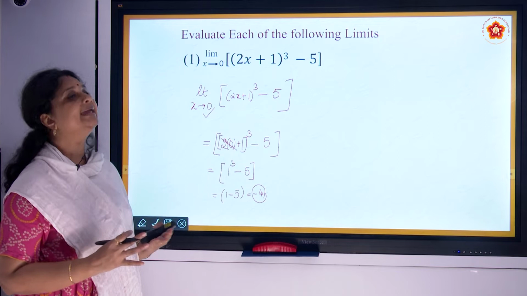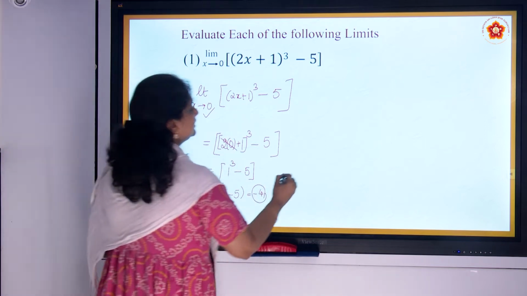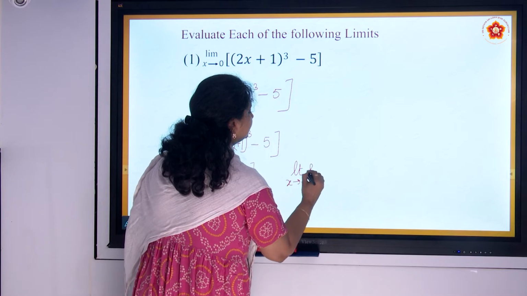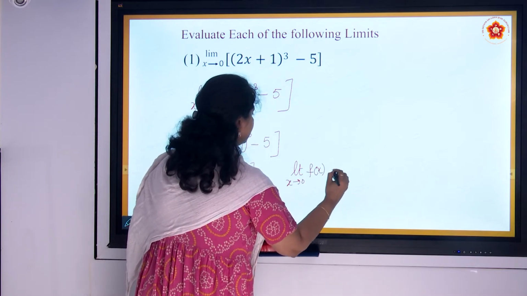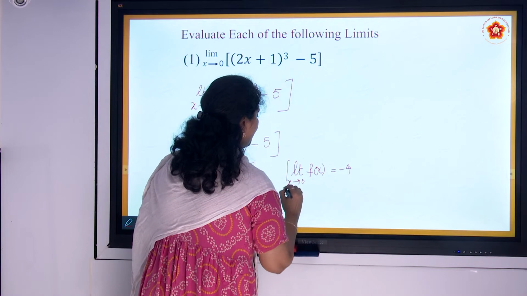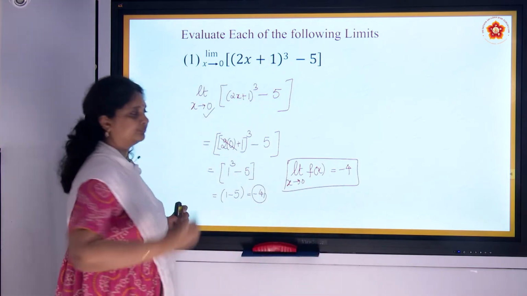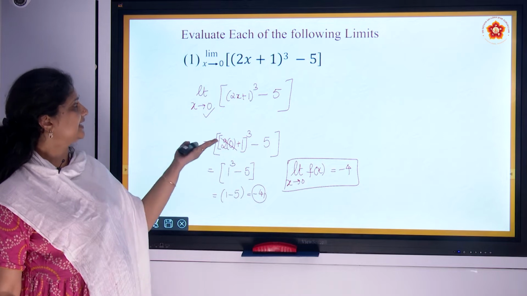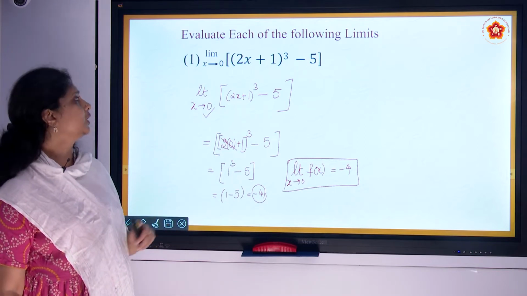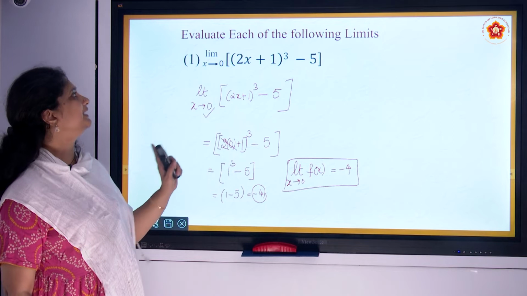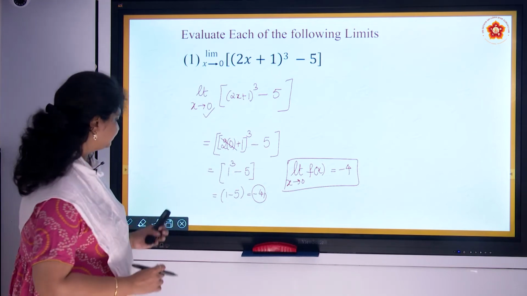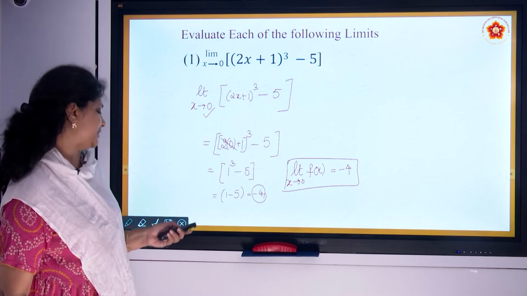So, we can decide, looking at it, that the limit as x tends to 0 of the function that I have been given, I'll just name it f of x, is equal to minus 4. So, this is quite easy, right? I'm able to see the behavior of the function at exactly x equal to 0. So, this is not very difficult. This is how we evaluate limits given a simple function, okay? So, let's quickly move on to the next question now.